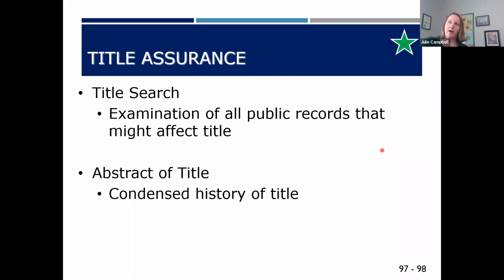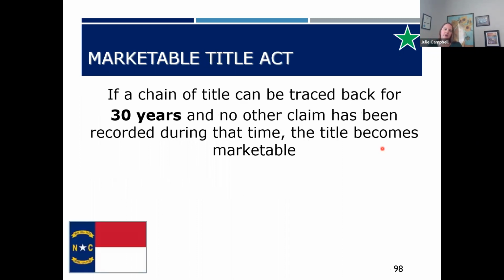In North Carolina, we have something called the Marketable Title Act. What the Marketable Title Act says is, if the attorney can trace the chain of title back for 30 years and not find any issues, not find any kinks in the chain, and not find any clouds on the title, they can determine that the title is marketable.